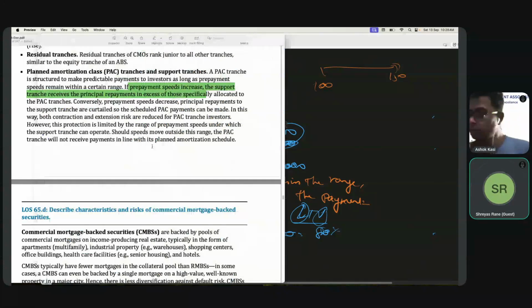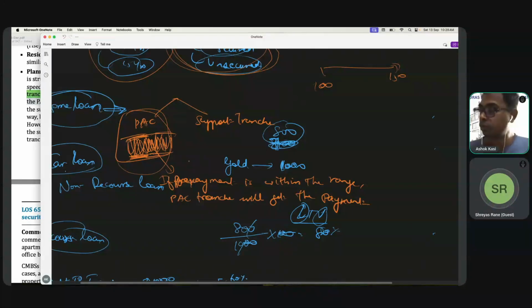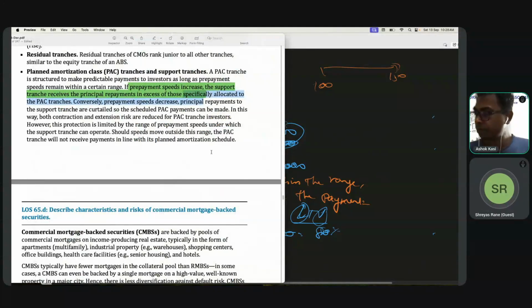Okay. Then if prepayment speed increases, then only the support tranche will receive the payment. Is it okay? Understood? If it is within the range, the PAC tranche will get. If it is more than that range, the support tranche will get. That is the only point here. If speed moves outside the range, the PAC tranche will not receive payments in line. Okay.